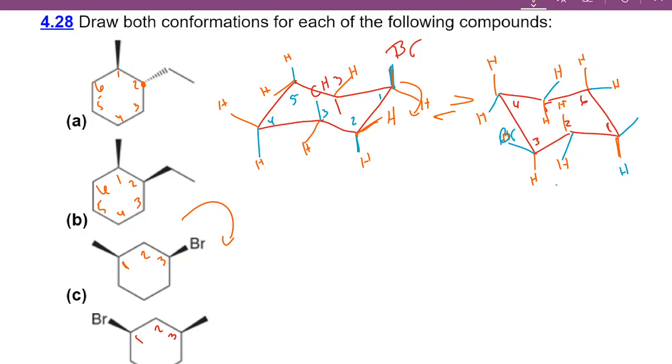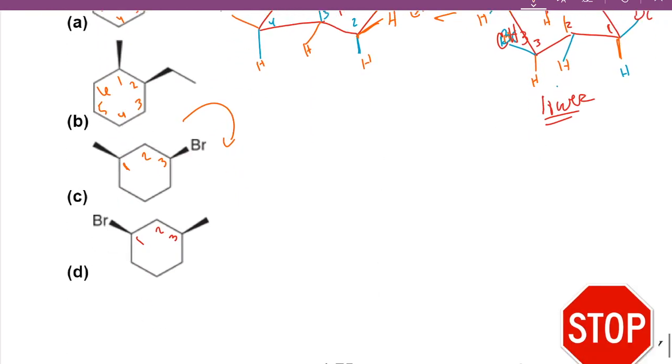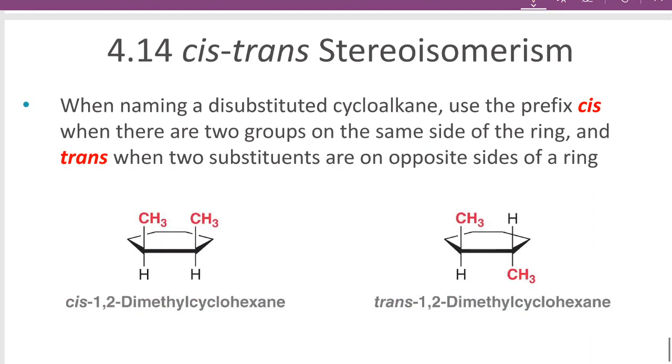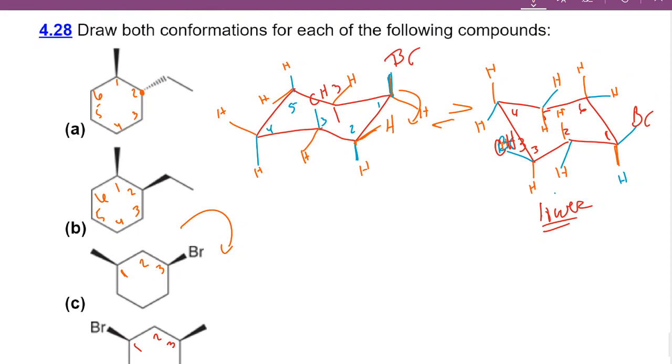Now when we do a ring flip, the bromine is equatorial and the methyl group is equatorial. So on the right, we're going to have the lower energy conformation. In the next topic, we're going to talk about cis-trans stereoisomerism, which we've kind of alluded to so far. And I'll see you next time.